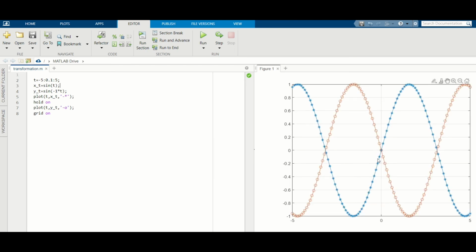You can see here the signal got reversed with respect to x equals 0 and y equals 0. You can see it's a mirror image of the signal around this line. So that is time reversal. If you multiply minus 1 with your independent variable, it will give you a time-reversed form. This was your original signal and this is your transformed signal. It is just a mirror image of your signal.